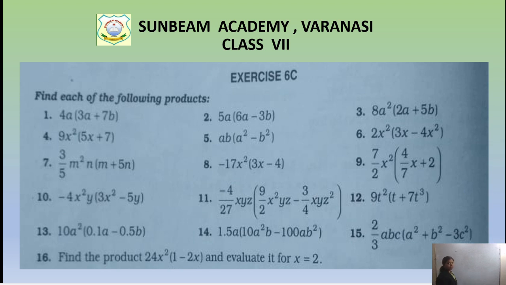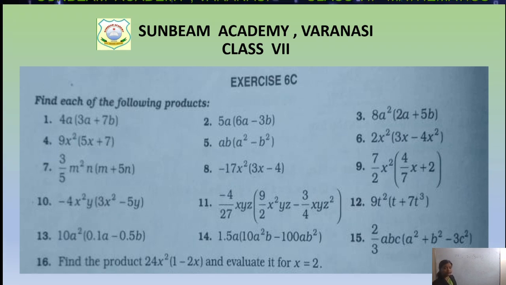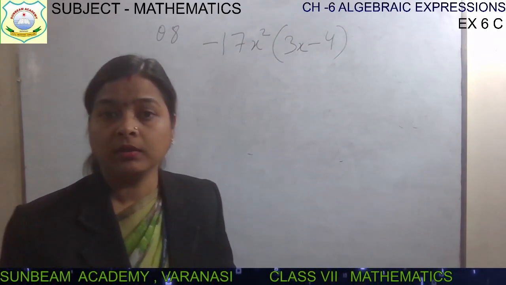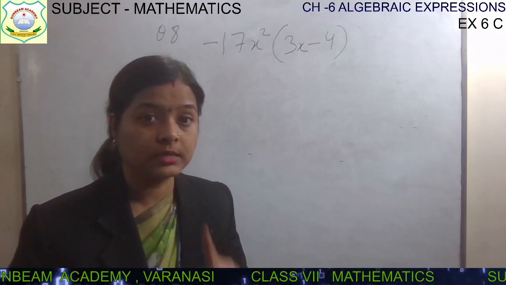It is minus 17x square, outside the bracket, and 3x minus 4. Children, it's very easy. Only you have to focus. No need to worry about why the minus sign is there. Maybe it seems difficult, but no, it is not difficult. The only thing is that your concept should be clear.